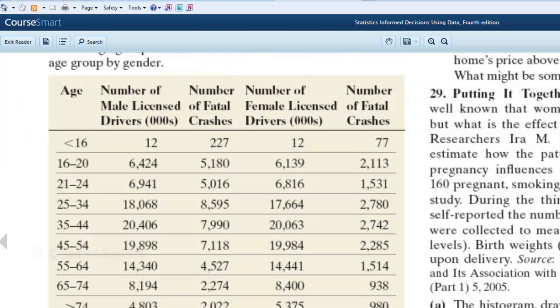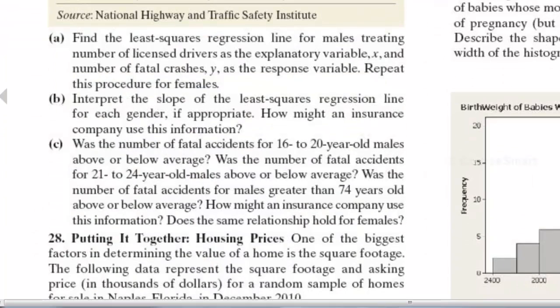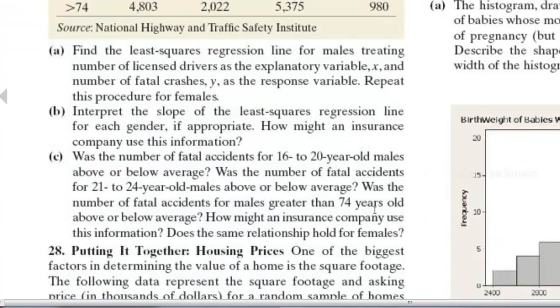And so to respond to the question, how might an insurance company use that information? Well, they would charge more for the younger females and they charge less for the older females, same as the males. Hope that helps.